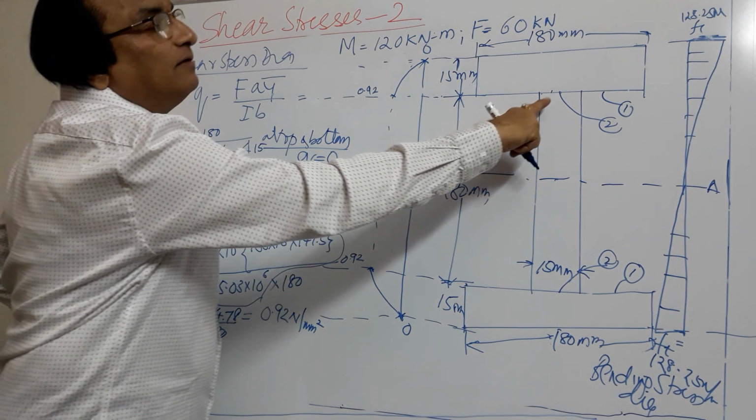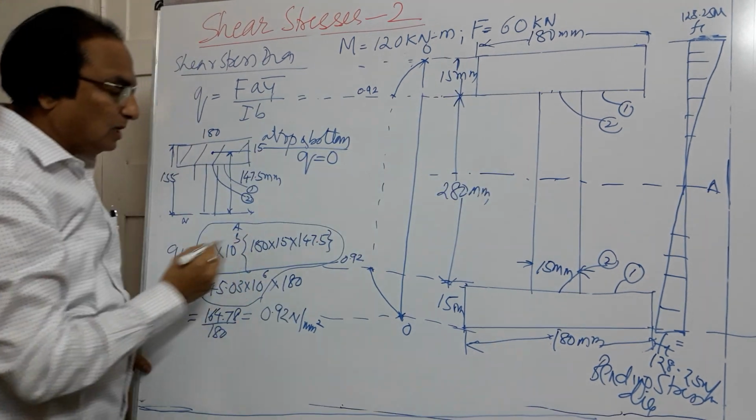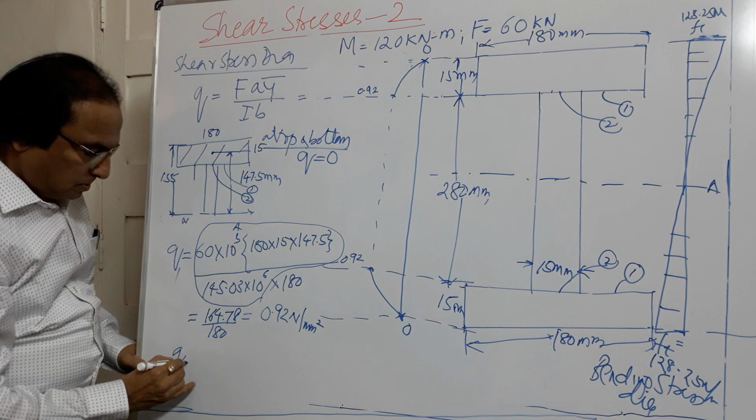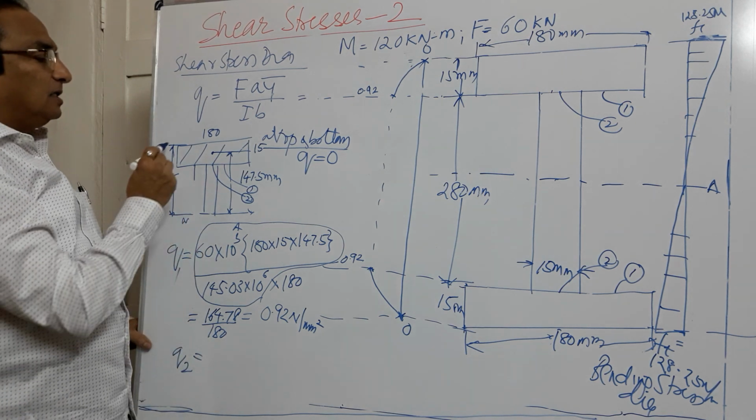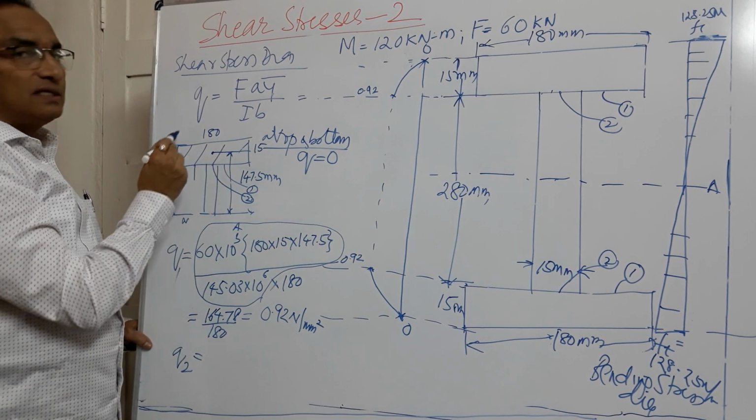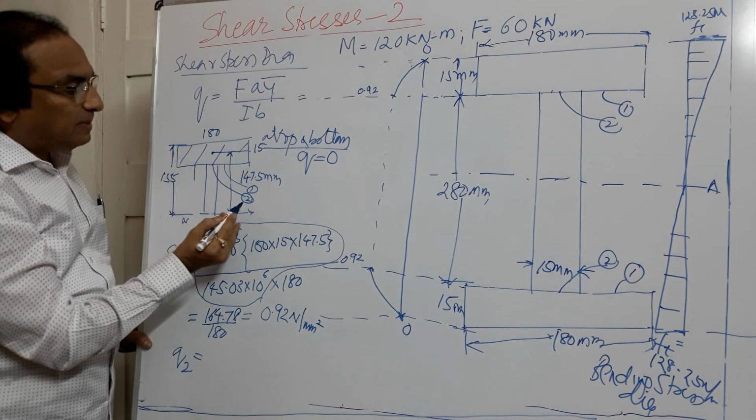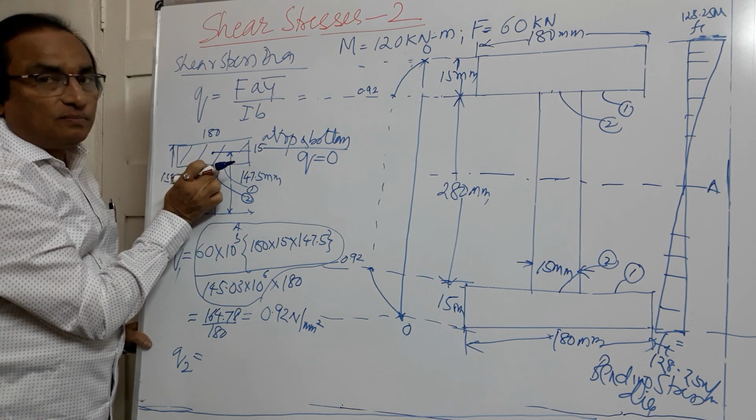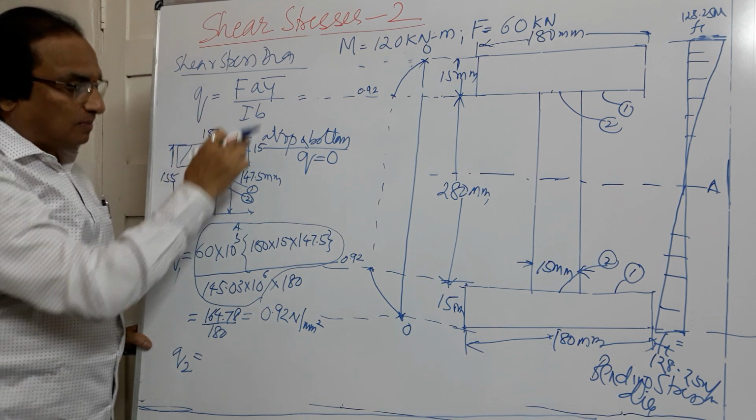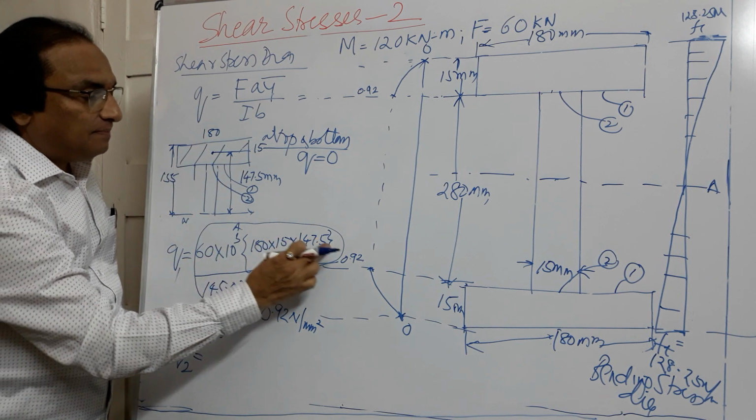Now you come to level 2. If I come to level 2, the moment of the area will remain the same. A will remain the same, y bar will remain the same. The only change at level 2 will be the width of the beam. So if I use this formula and substitute, it will remain the same.